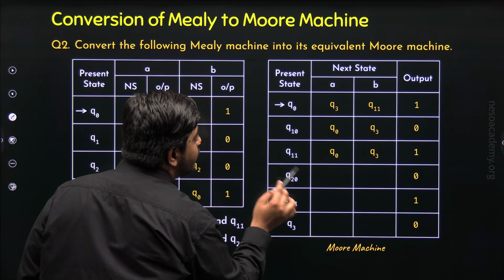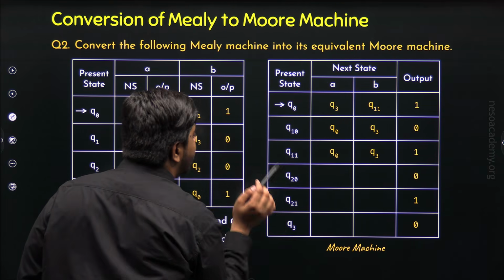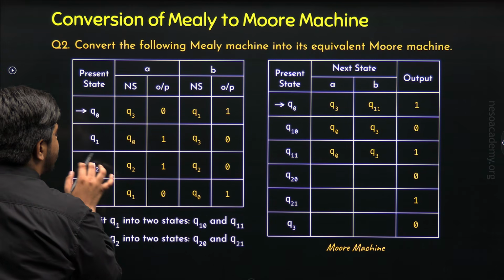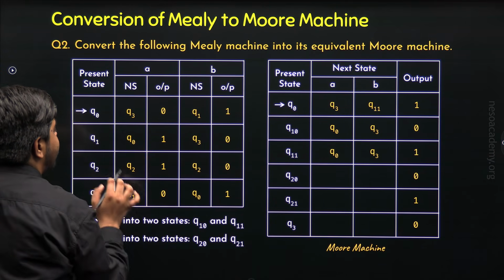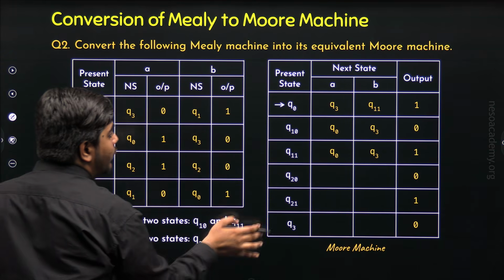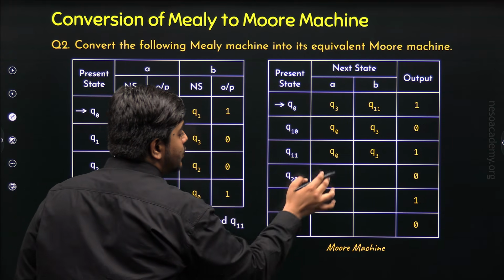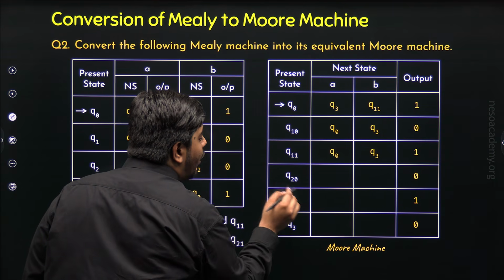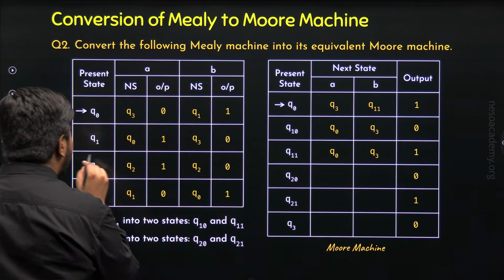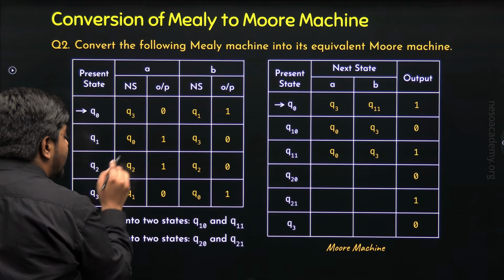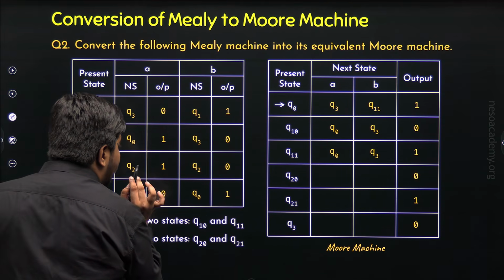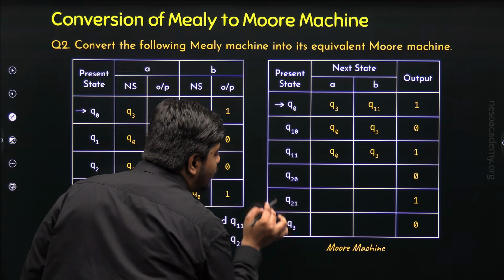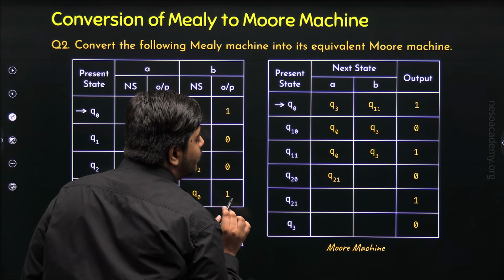Now let's talk about Q20. Q20 on A. Now Q20 is a derivative of Q2. So we will check the transitions of Q2. Q2 on A is giving us Q2, but Q2 is not a state in the Moore machine. So here we cannot write Q2. We have to write either Q20 or Q21. Let's check. Q2 on A is giving us Q2 associated with 1. Now Q2 associated with 1 is called Q21. So here we will write Q21.